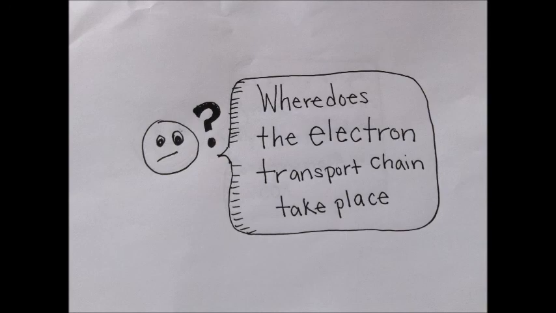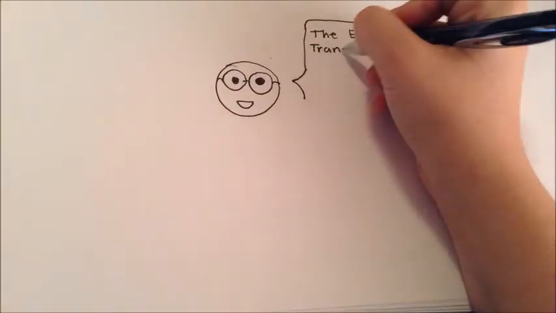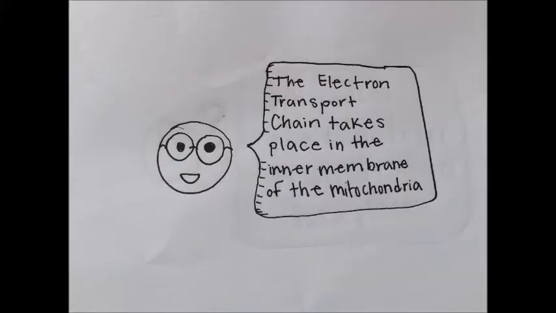Where does the electron transport chain take place? The electron transport chain happens in the inner membrane of the mitochondria. The electron transport chain follows the NADH and the FADH2 to the inner membrane of the mitochondria. These high-energy molecules give electrons to the proteins.